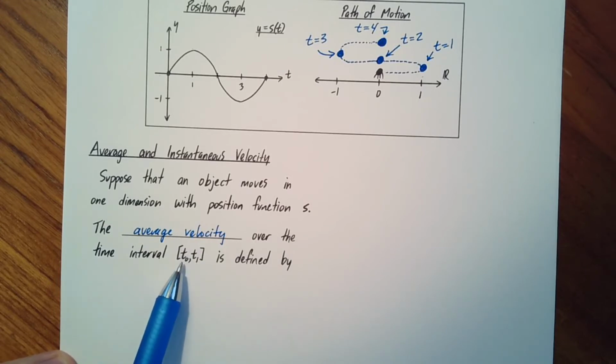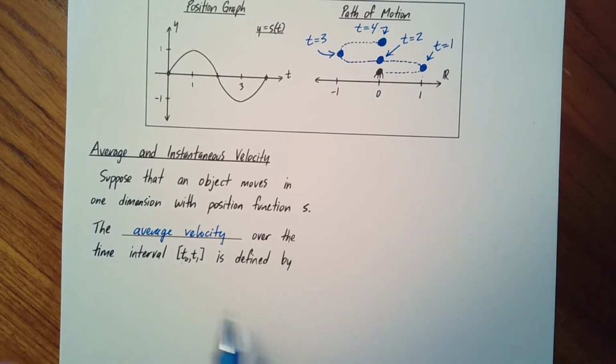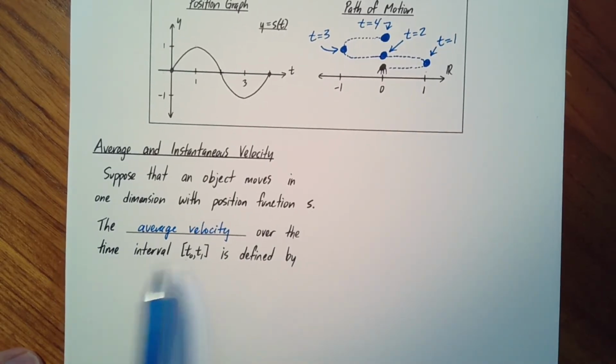So t0 is the first point in time in the interval, and t1 is the last point in time in the interval. And by the way, you'll often hear people say "t naught" as opposed to "t zero," and it's standard to call it t0 as a particular value in this case. So what's the definition of the average velocity over this time interval?